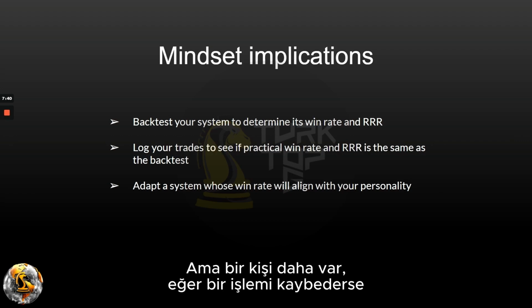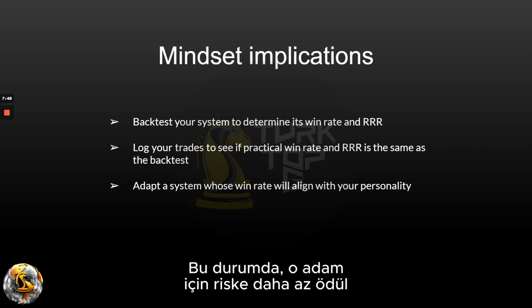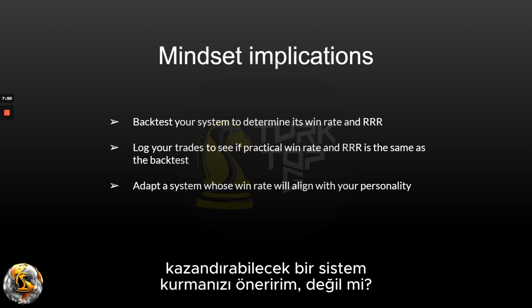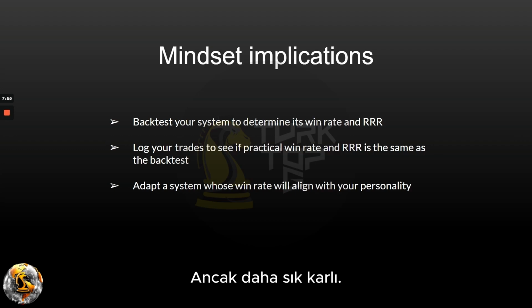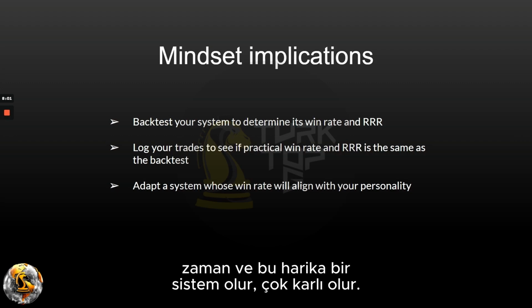But there's another person, if he loses 1 trade, he gets messed up psychologically and cannot take the 2nd trade. So in that case, for that guy, I would suggest you have to build a system that might have less reward to risk, right? But is profitable more often. Maybe it's 1-1, but you're profitable 70% of the time. And that would make a fantastic system. It would be very profitable.